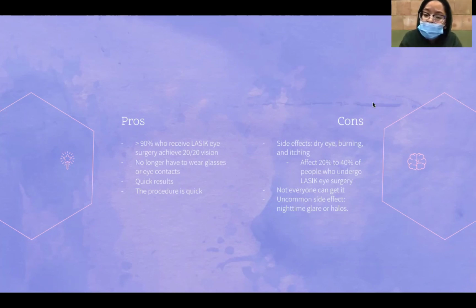Another con, uncommon side effects. Even though they're uncommon, they're still there. There's nighttime glare and halos, which could be a little uncomfortable for some people or for everyone that may get them. A pro, the procedure is quick. The whole thing takes 15 minutes. I've heard 5 for each eye. It's a quick procedure and there are quick results.